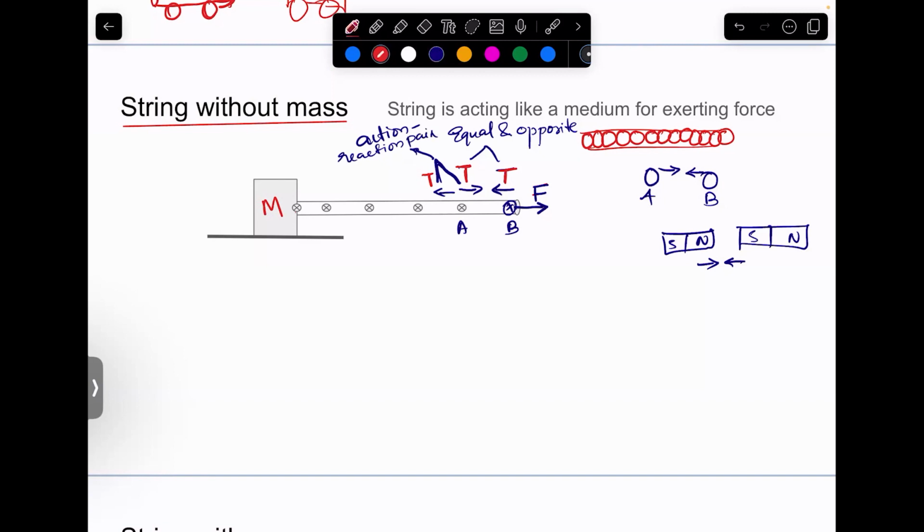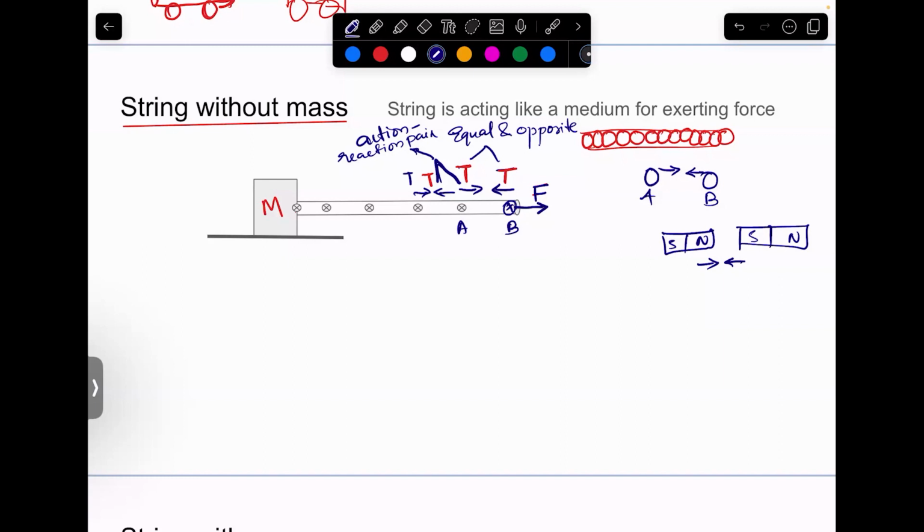Similarly, because of this, this particle is getting pulled like this. This reaction is given by whom? This particle. So what will happen here? Again, this will be getting pulled, so that will also be equal and opposite. How it becomes equal and opposite, I will tell you again.